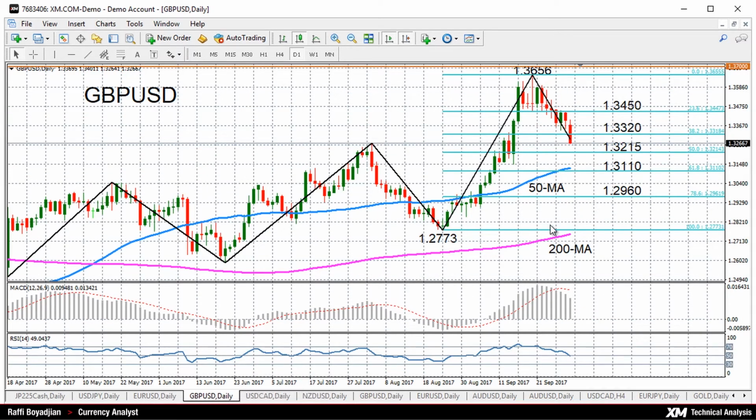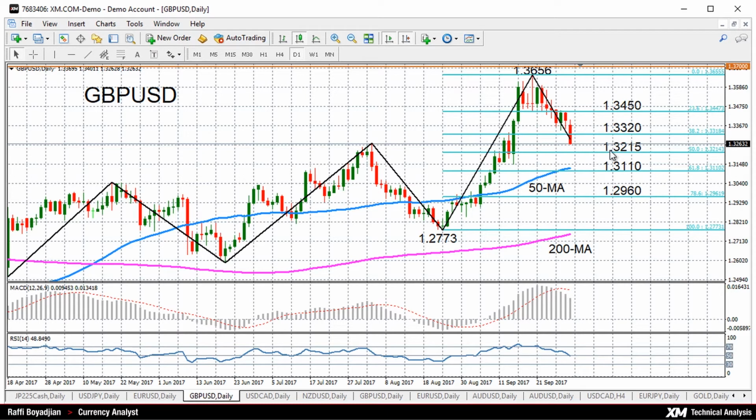Moving on to pound dollar now, we are seeing a downside correction, although overall the uptrend is still intact. We can see the pound has been making higher tops against the dollar, although prices have now dropped below the key 1.33 level, and we are seeing the RSI heading to negative territory. The MACD, although it's still in bullish area above zero, has crossed below the red signal line.